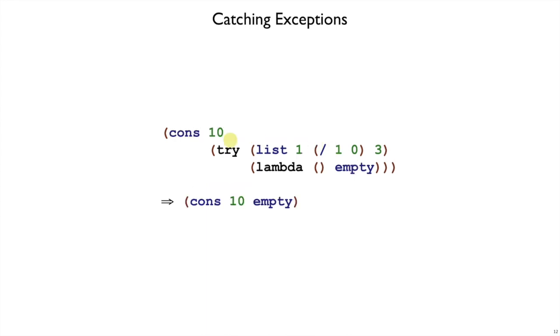The try itself can be nested in other expressions. So here we have that same expression as before, where there's an exception inside of the list form that causes the whole try form to produce empty, and then that can be nested in a cons 10 to produce cons 10 empty.